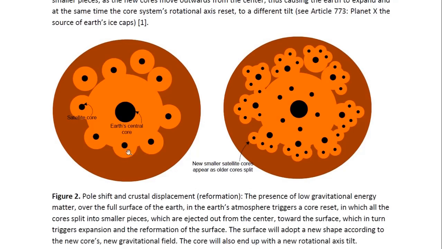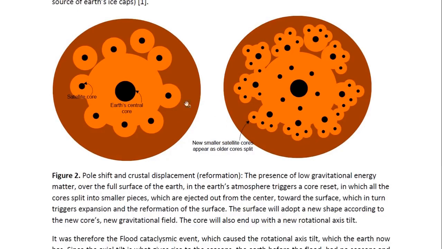This is what is getting ready to occur right now with Earth, because there are more and more of these systems arriving and drawing energy from the Earth. But what happened at the time was such a large satellite system entered the Earth's atmosphere that its presence caused, because they are low in gravitational energy, that's what caused them to break up, the planets to break up. And so if they are over the full surface of the Earth and in the Earth's atmosphere, this triggers a core reset in which all the cores split into smaller pieces. That's what you see occurring here.